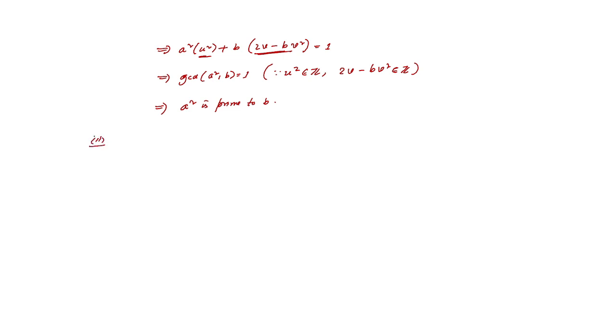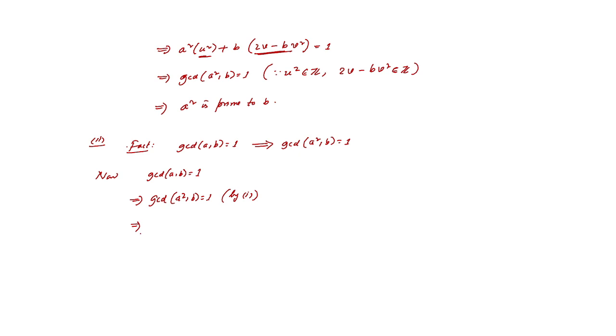Now we come to the second problem. Okay, so in the first case, what we have proved, here we will use that fact. The fact is that we have shown in the first part: if A is prime to B, that implies GCD of A square, B equals 1. Okay, so we'll use this fact. Now, GCD of A, B equals 1, that implies GCD of A square, B equals 1. This is basically by the first problem, by 1. And from that we can write there exist integers, say m, n belonging to Z such that A square into m plus B into n equals 1.